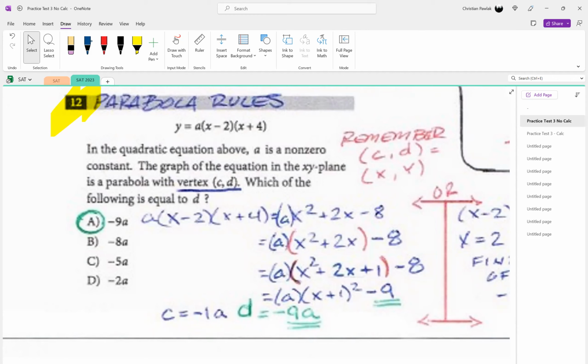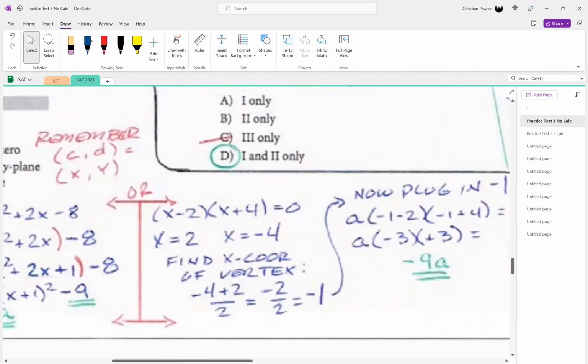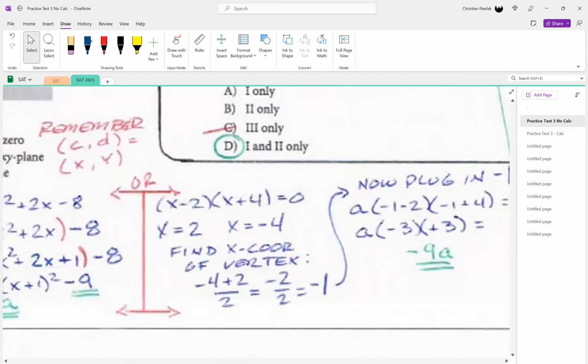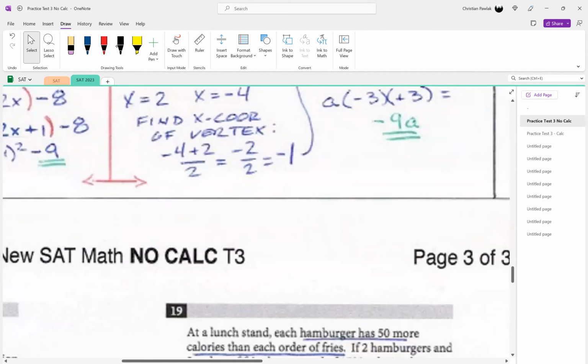One of the ways you can do this, and this is the work I just showed that's currently on the screen, is to distribute everything, but then rewrite it using completing the square. If I do that, I can actually see that I have negative 9a. Now, since that's not always the most intuitive way, one alternative at least is I can see that I have x minus 2 and x plus 4, and I can set those equal to 0 because it's already factored. What does that mean on the graph? Just so we can get an idea of what that looks like on a graph.